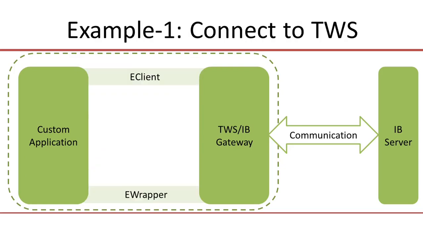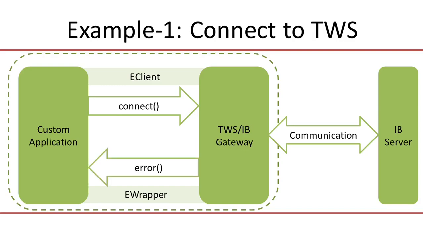So if our custom application wants to connect to TWS, it will use connect method, which is available in EClient class, to send connection request to TWS. TWS, upon successful or unsuccessful connection, will return the status of connection using the error method in the EWrapper class back to the custom application.